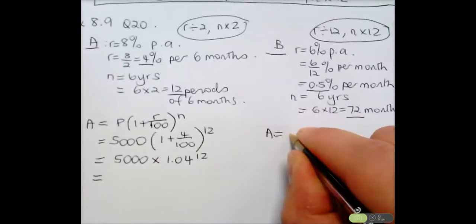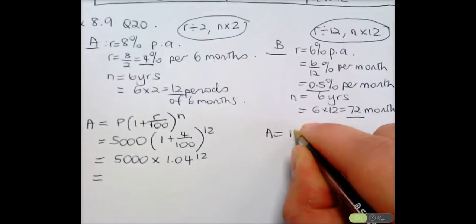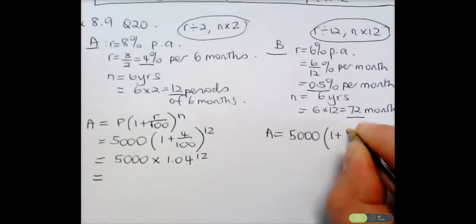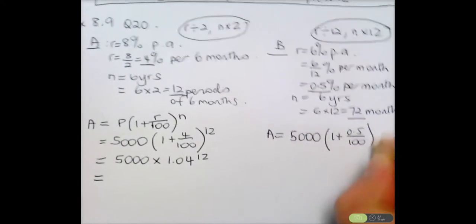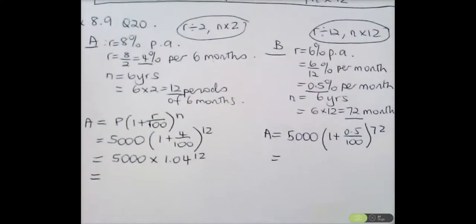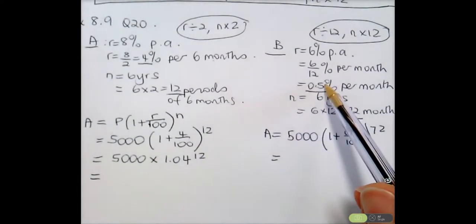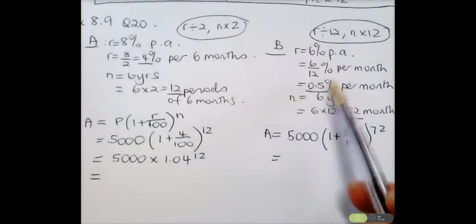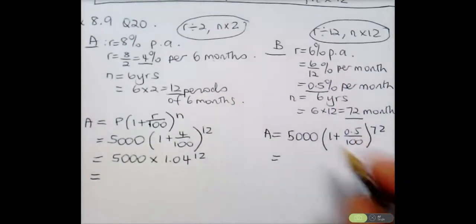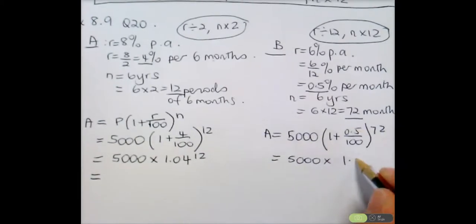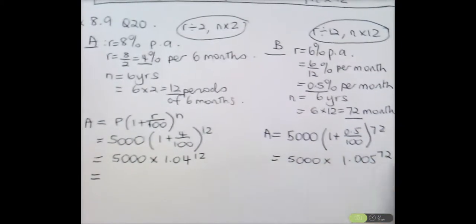And the other one is A equals, again, the same formula, P(1 + R/100)^N. 5,000, 1 plus 0.5 over 100 to the 72. Please don't forget to divide the 0.5 by 100. A lot of people do forget to do it because they feel that the 0.5 is small enough as it is, but the 0.5 still needs to be divided by 100. So it's 5,000 times 1, this would be 0.005 to the 72.